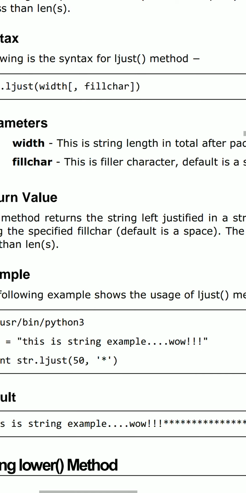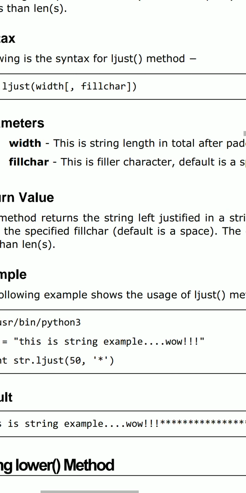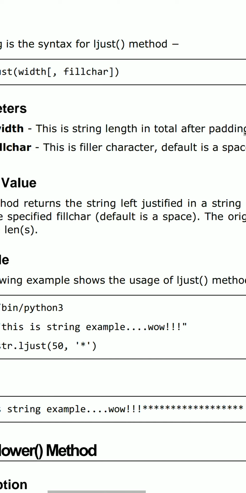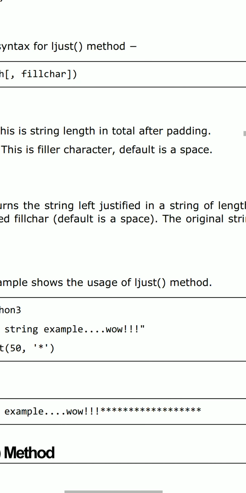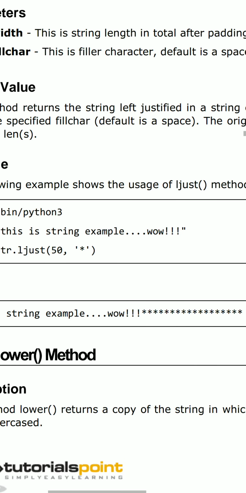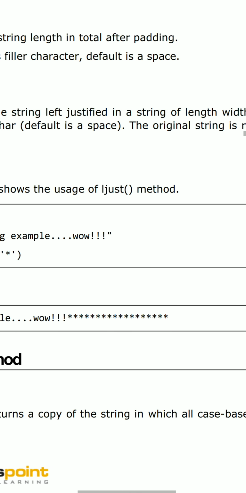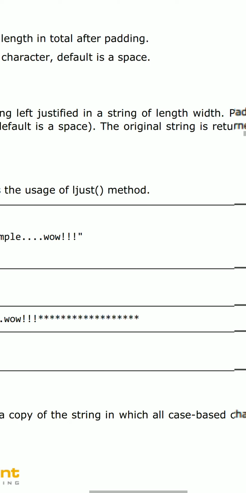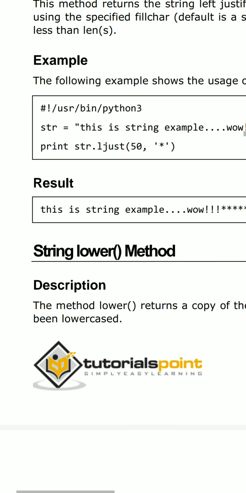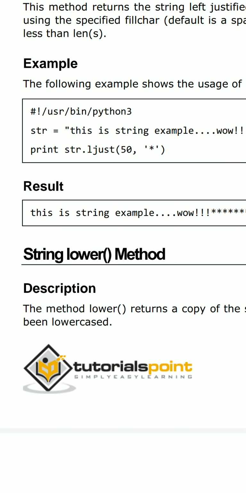That means the width parameter tells us the total length of the string after padding. And next, the fill character, this is the filler character, and the default is a space. It returns a string of that length. While executing the program, the original string is returned if width is less than the length.